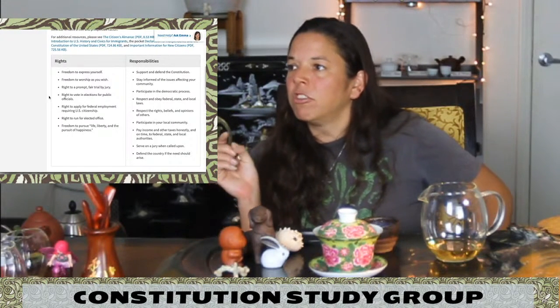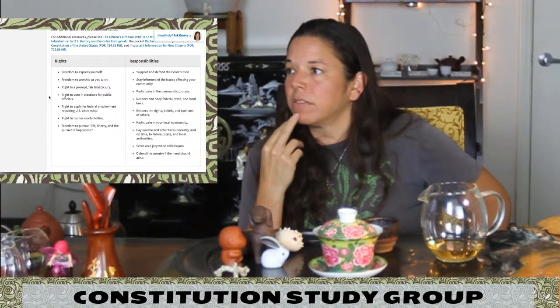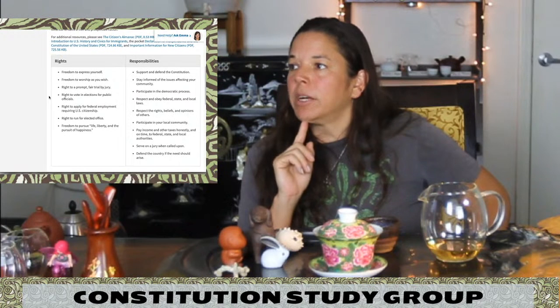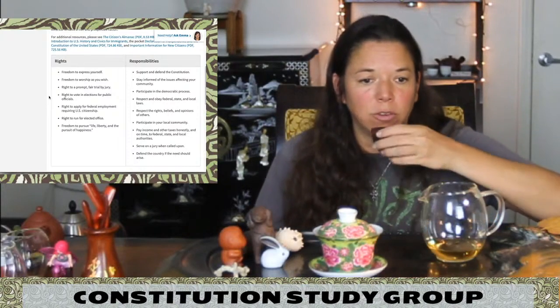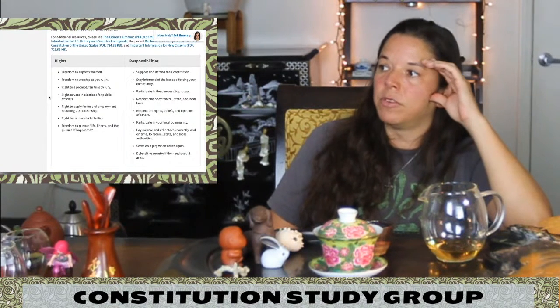Sixth Amendment. Right to vote in elections for public officials. Yep, so that's lower down in the amendments, but that's there in the Constitution. Right to apply for federal employment requiring U.S. citizenship. Right to run for elective office, so that's also in the Constitution. And then here's the most important one, and this is the one that I want to spend the rest of this time talking on, which is the freedom to pursue life, liberty, and the pursuit of happiness.